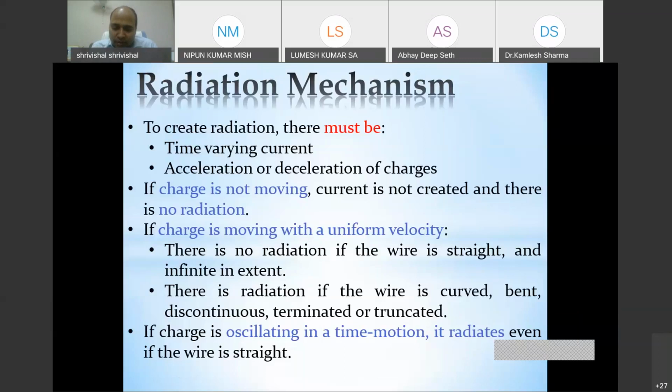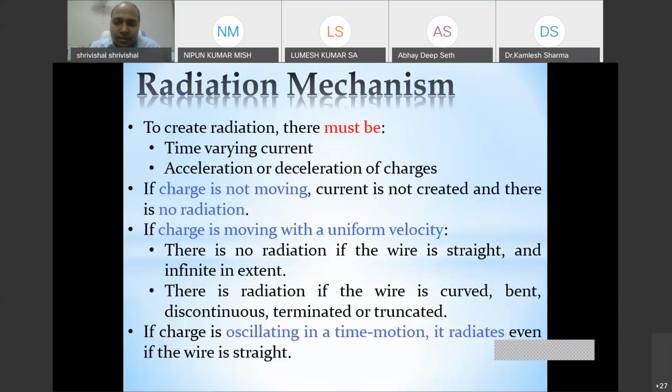If you search for it on IEEE Xplore or Google, you will find a ton of examples of fractal antennas which explain it beautifully and in more depth. Once we use fractal designs, we get a lot of additional benefits. And the last condition which facilitates radiation: if a charge is oscillating in time motion, it radiates even if the wire is straight.